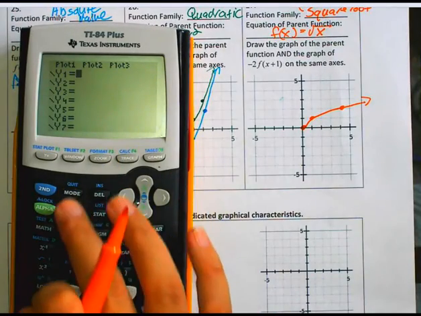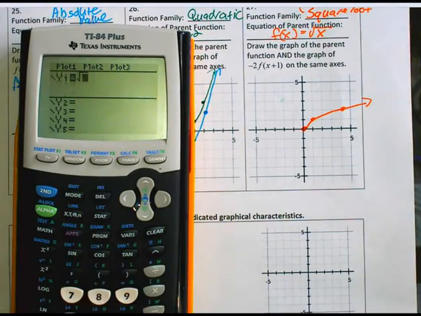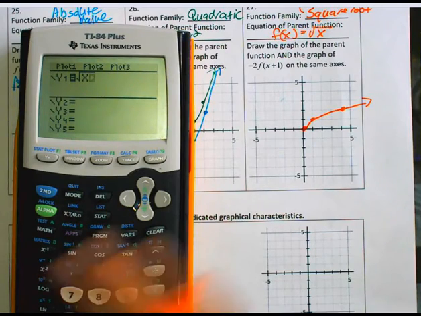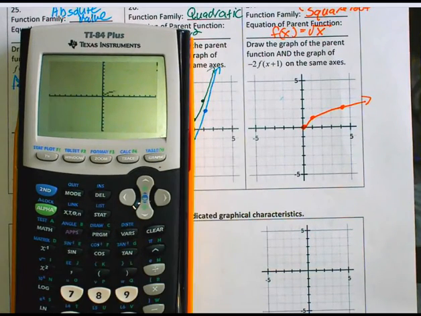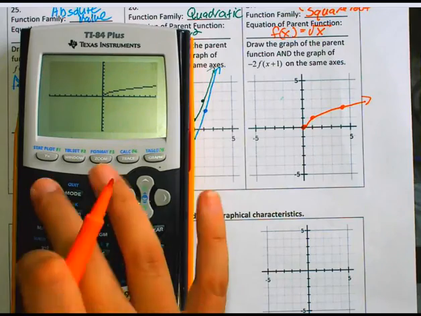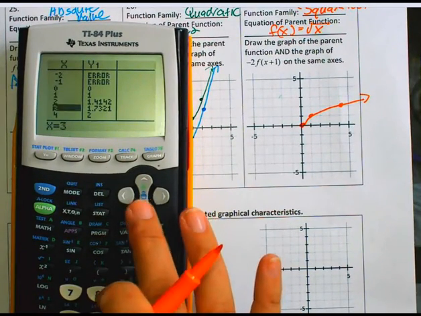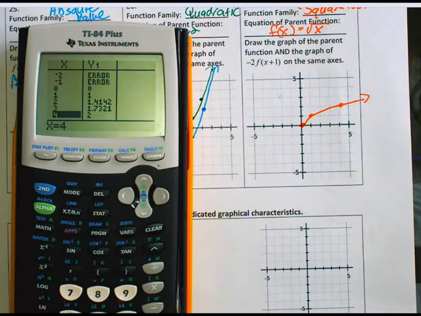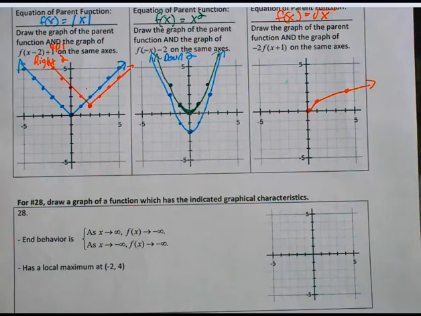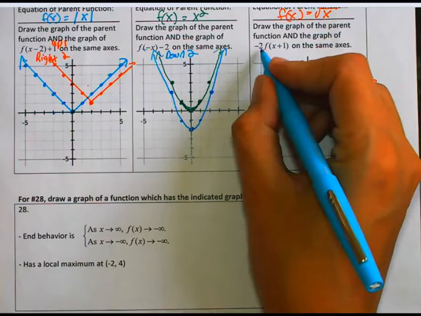So I have the square root of x as my parent equation, and then I'm going to graph so I can see what it looks like. But I can also go to that table of values again, to graph a few points so that my graph is accurate. Now let's take a look here.